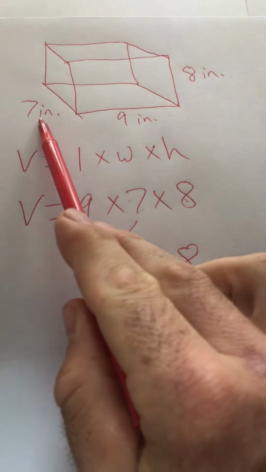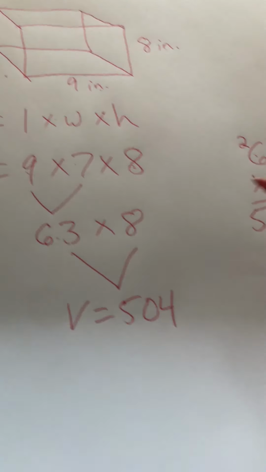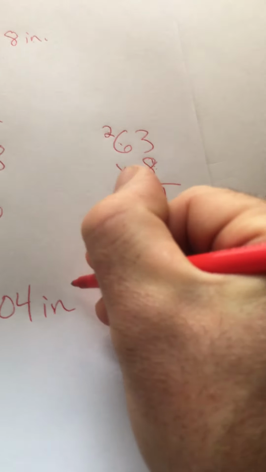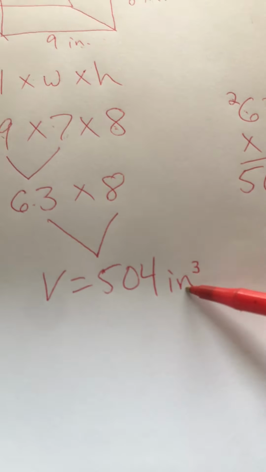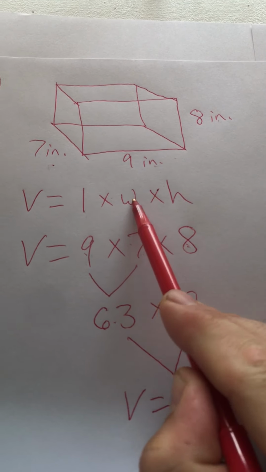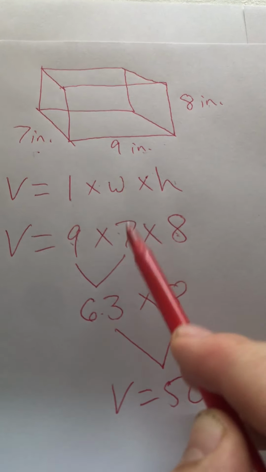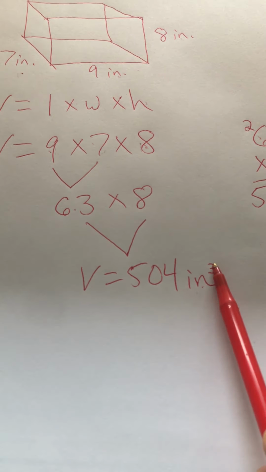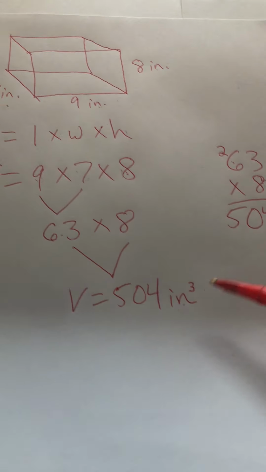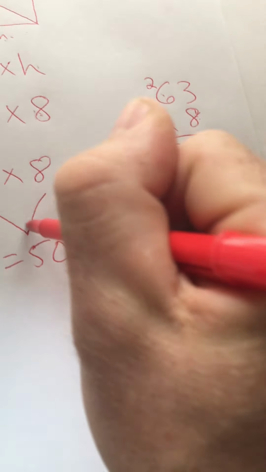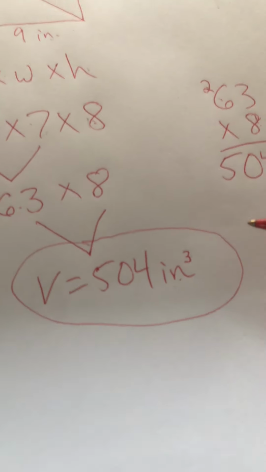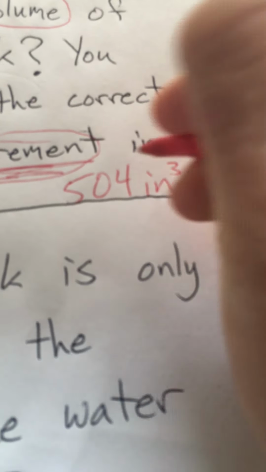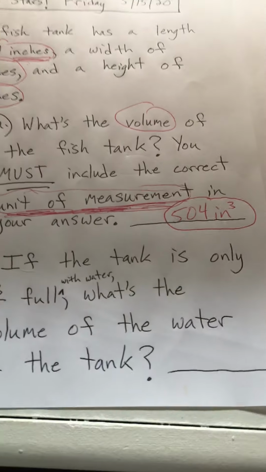Now the unit of measurement is important. There were inches times inches times inches. So the unit of measurement is inches cubed, which is to the 3rd power because we did inches times inches times inches, 9 inches times 7 inches times 8 inches. So it ends up being inches cubed because it's volume and we have 3 dimensions. So this is really important to have the little 3 there as the exponent. So 504 inches cubed is the answer for the volume.